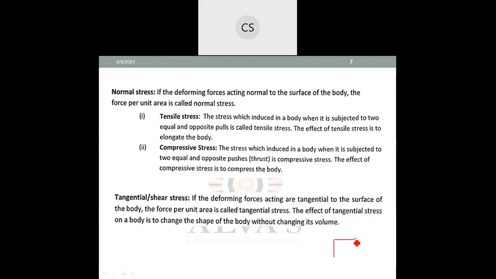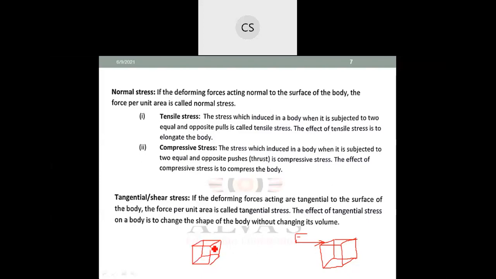If you want to understand better, I will show in 3 dimensions. This is the body. Now, a force acting tangential to the surface, like this. This is the force acting. A force acting tangential to the surface, then the force per unit area is called tangential stress. Like this force is acting. The earlier cases were normal, the force acting normal. If you want to understand, take a 3-dimension picture.